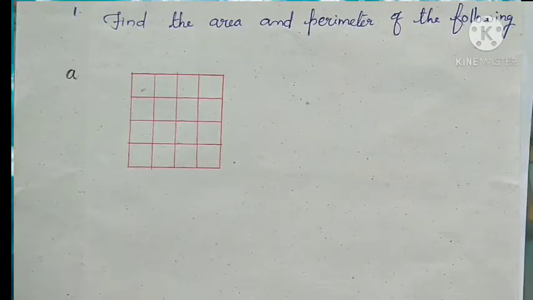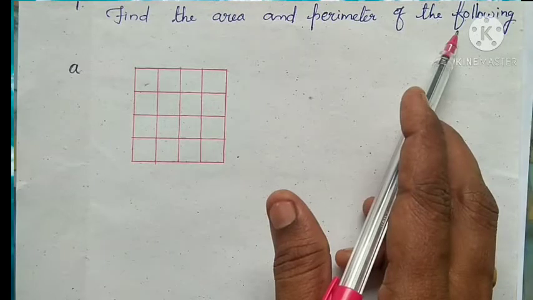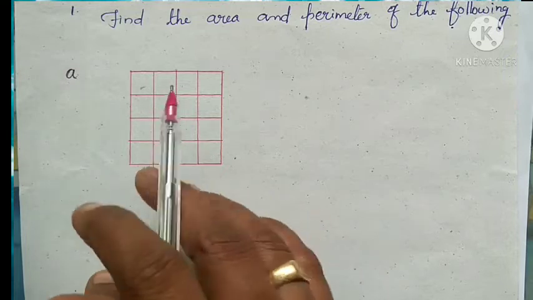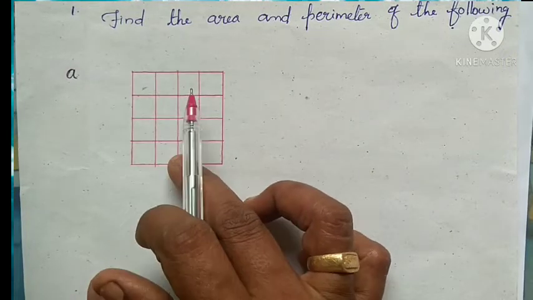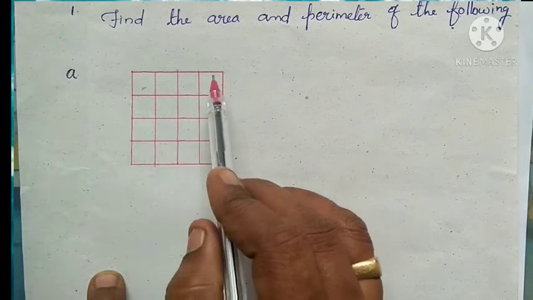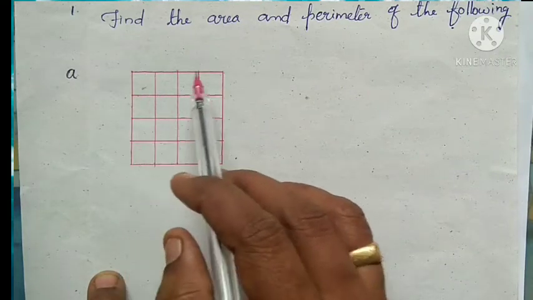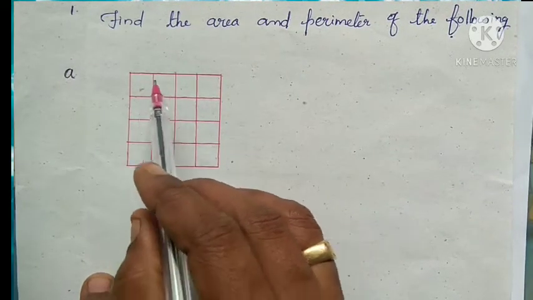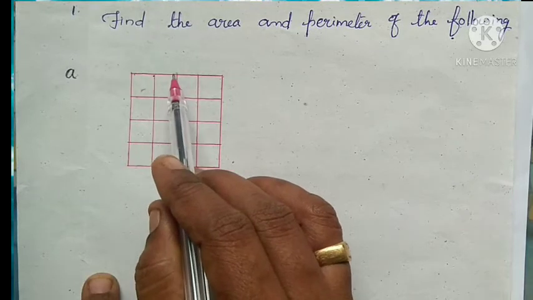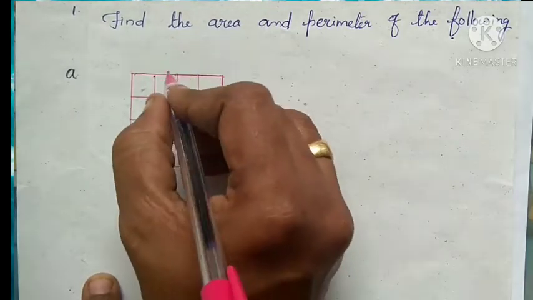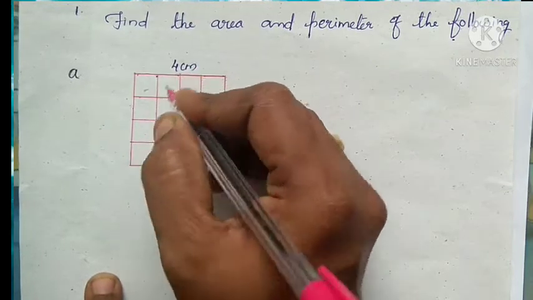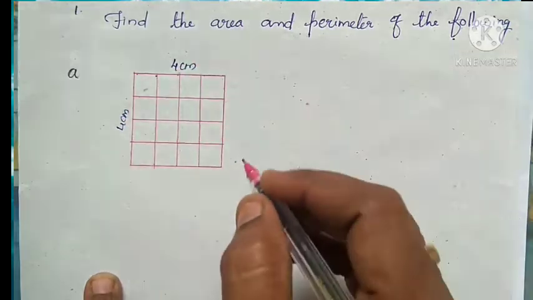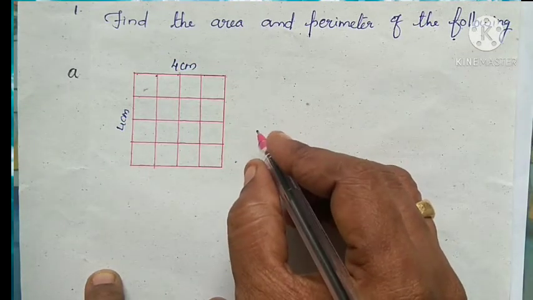Next, we want to find out the area and perimeter of the following. So here is the figure. Find out the area and perimeter of this figure. So first we want to find out the length and breadth. So here it looks like a square. One side, this is 1 centimeter, 1, 1, 1. So total 4 centimeter is here. And here 1, 2, 3, 4. 4 centimeter is given. We already have to know the formula to find out the area and perimeter.